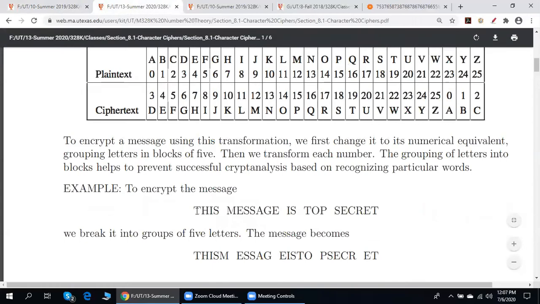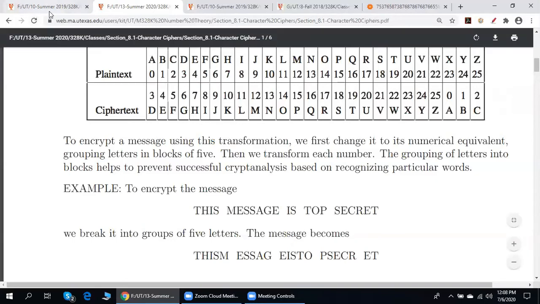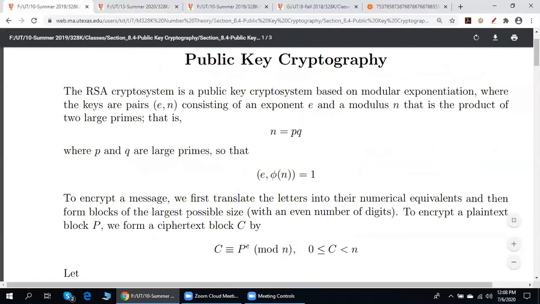For example, if we have this text, either we convert the whole text into a single number, this will be p, or we convert this word into p1, this word into p2, p3, p4, p5, but of course, naturally, the bigger the blocks, the better the security. Therefore, over here, we say blocks of the largest possible size.